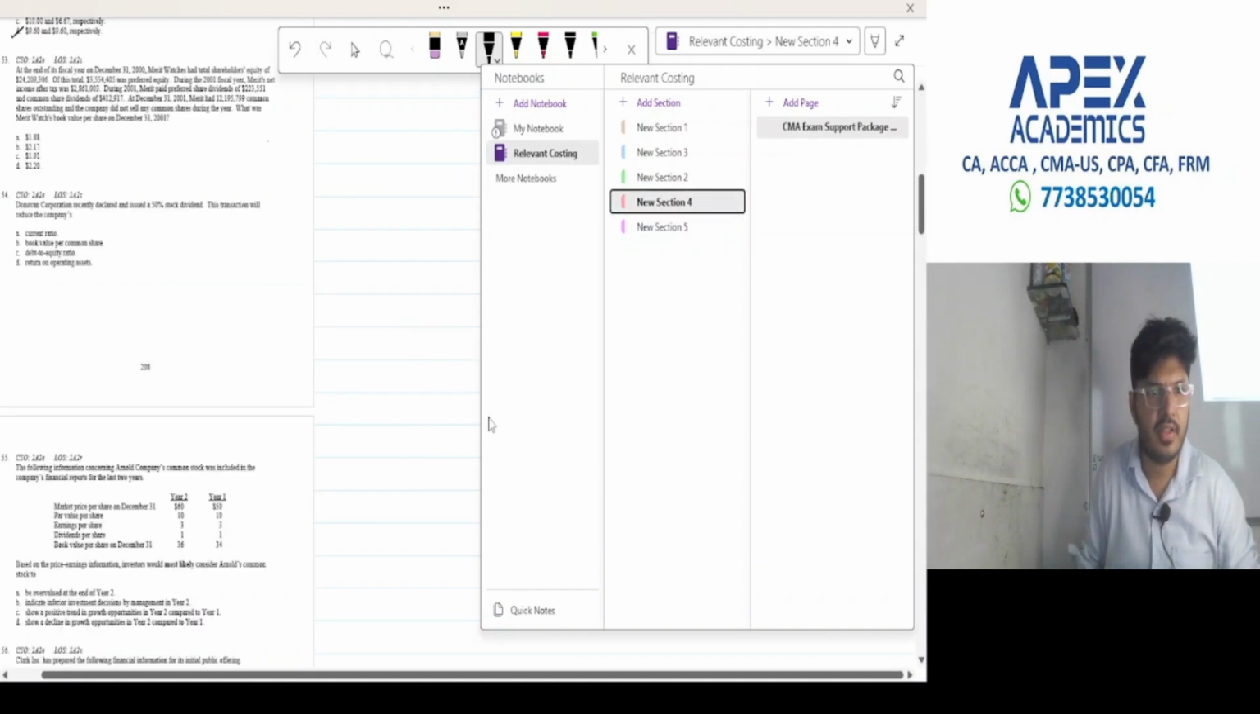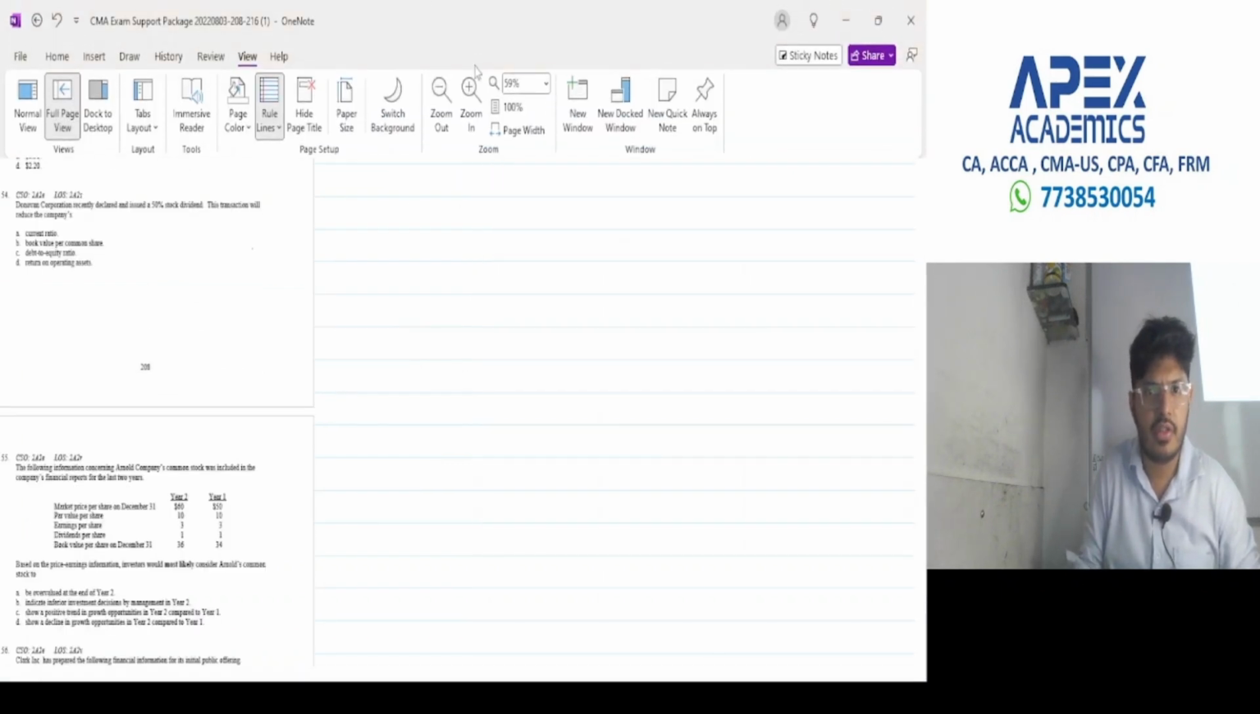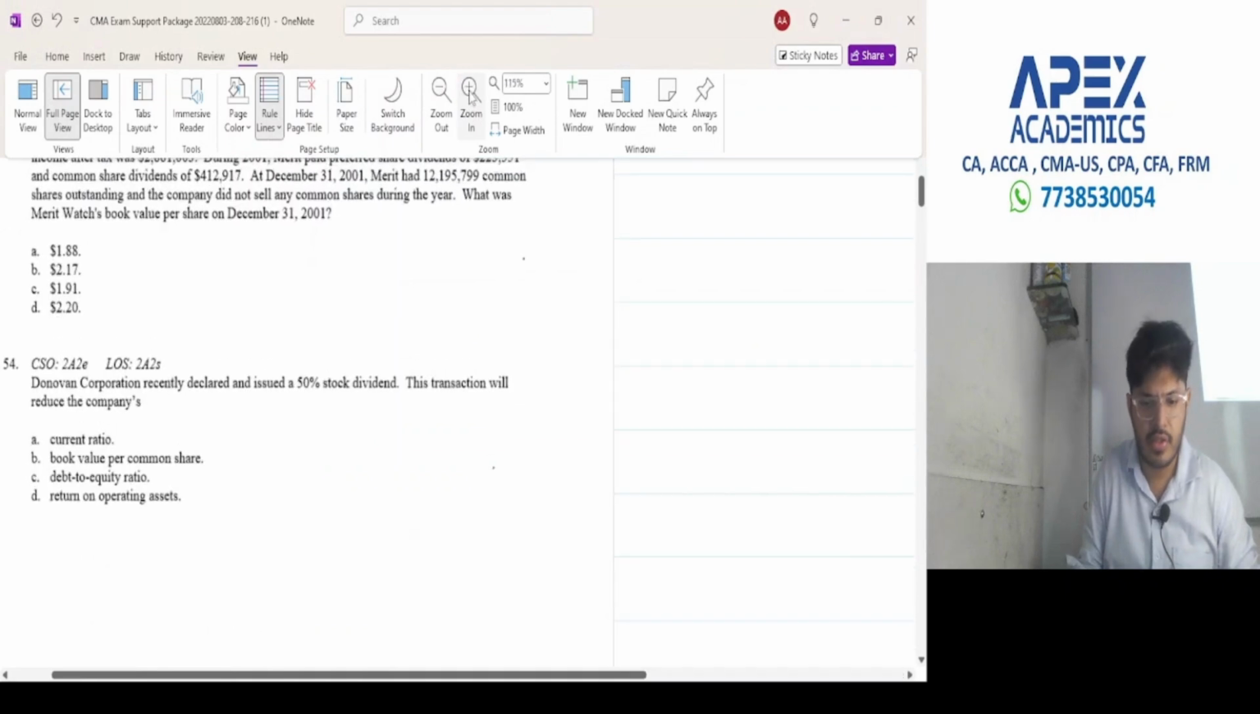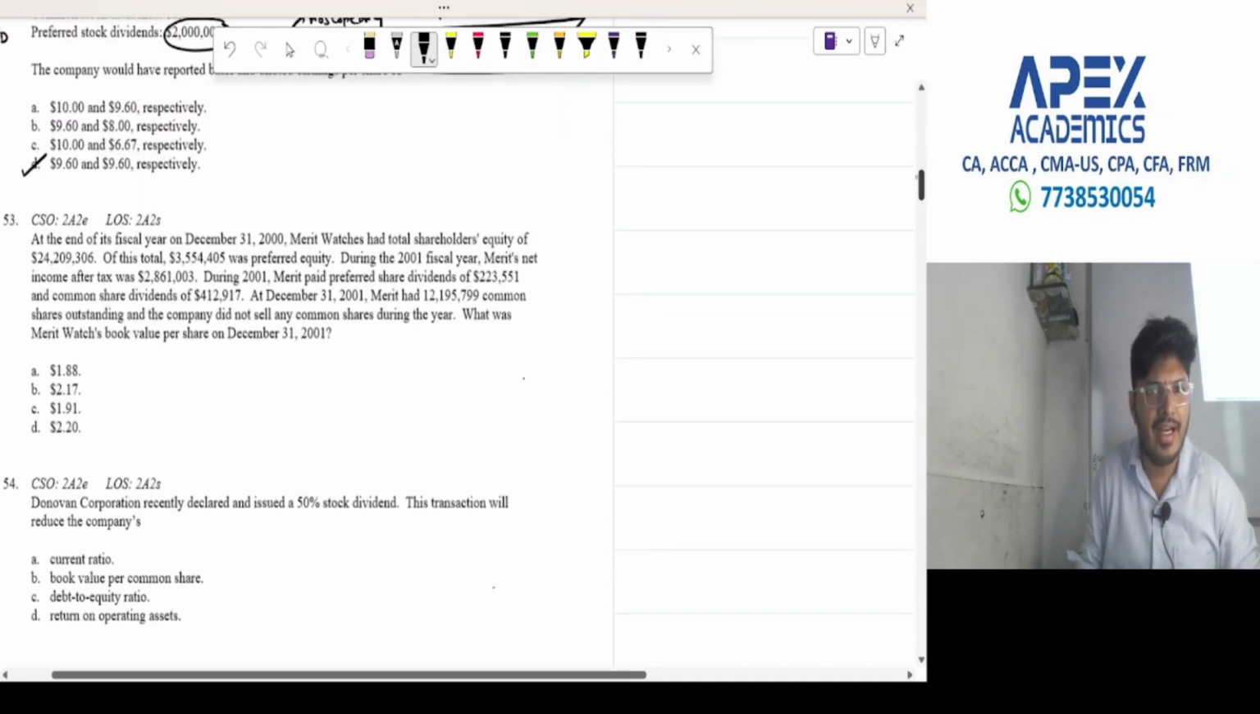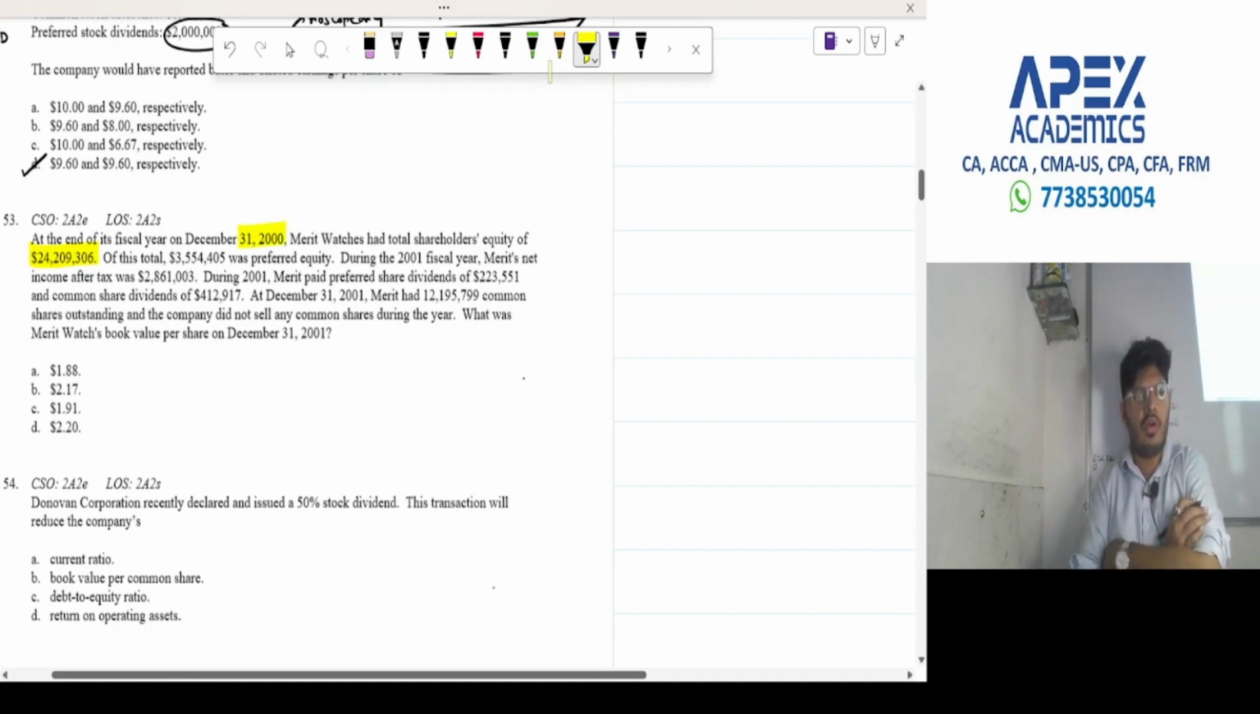Now having said this, let's come back to our question and see what they are trying to ask us. We are on question number 53. At the end of its fiscal year on December 2000, Merit Watches had a total shareholders equity of 24,209,306, so 2 crore 42 lakh 9,306 at 31st of December 2000. Out of this, 35 lakh 54,405 was your preference share capital.